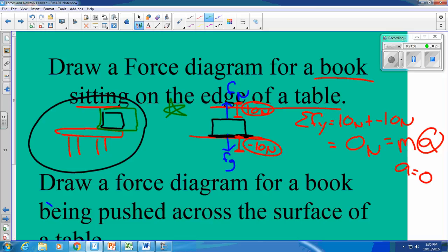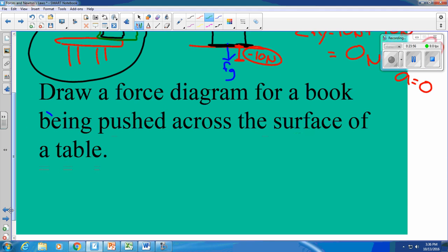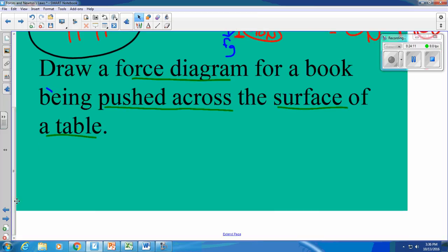So that's how I think through these problems. I might not do all the calculation pieces, but let's think through this one here. It says, draw the force diagram for a book being pushed across the surface of the table. Once again, I start off by drawing the big picture scenario.